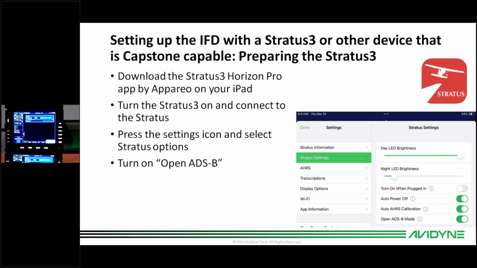You press the settings icon, and then on the Stratus settings, like we have pictured here, it's a screenshot from my iPad, you make sure that OpenADSB mode is turned on, which you see in the bottom right-hand corner. Okay, so let's go ahead and do that.